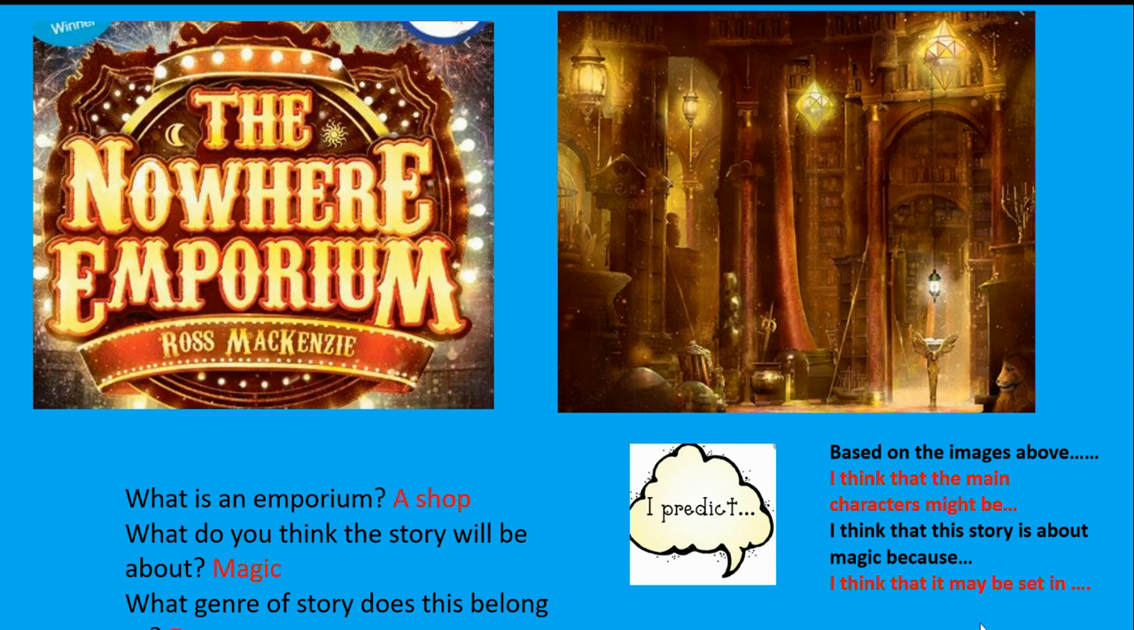Right, so an emporium is a shop. And when I looked at these images, I thought, well, the story would probably be about magic, especially based on the picture on the right there. You can see there's almost sort of sparkles in the picture that makes me think it's quite magical. It's quite a strange shop, isn't it? I can see there's lots of strange artifacts there, and it almost looks as if it could take you into another world. And so that puts the genre of this story into fantasy.